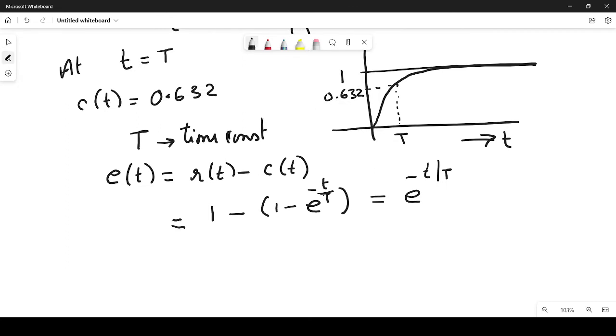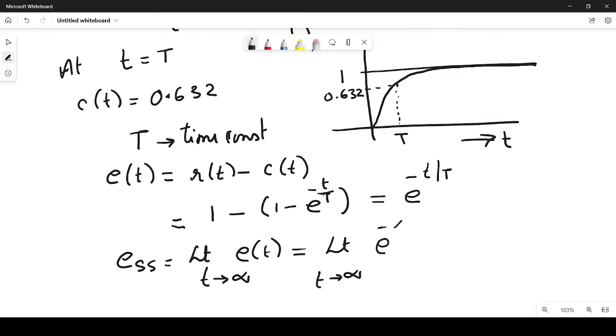How will you get the steady state error? The steady state error is ess, which is the limit as t tends to infinity of the error. So e of t, we have the expression as e raised to minus t by tau. So we can put it as the limit t tends to infinity of e raised to minus infinity by T. We know that e raised to minus infinity is 0, so we'll be getting 0 as the answer. So in this particular case, the steady state error is 0.